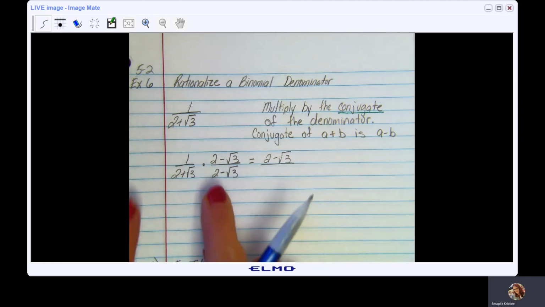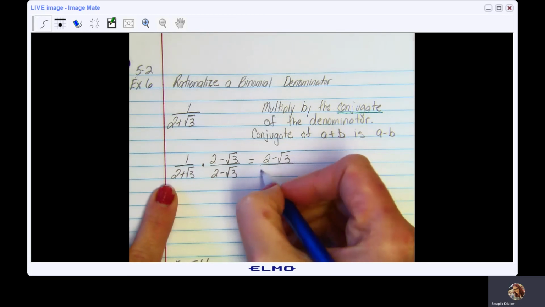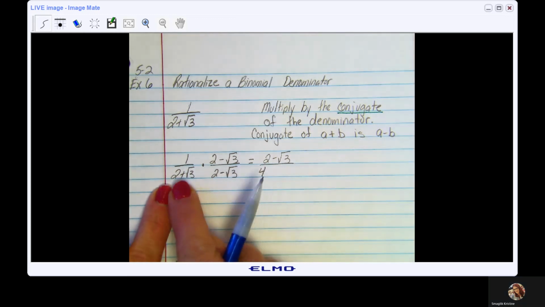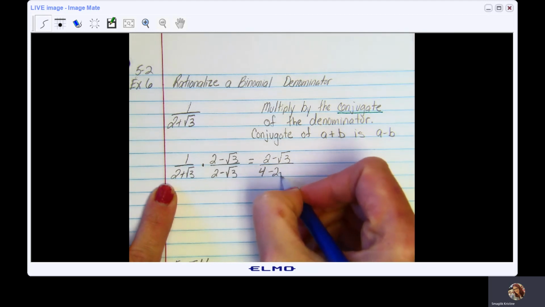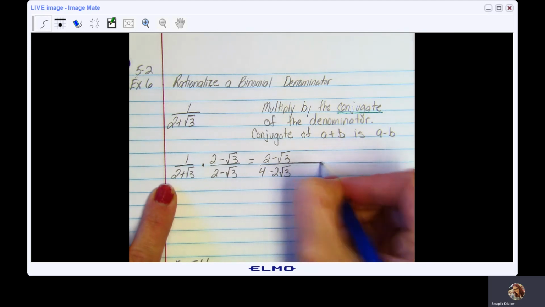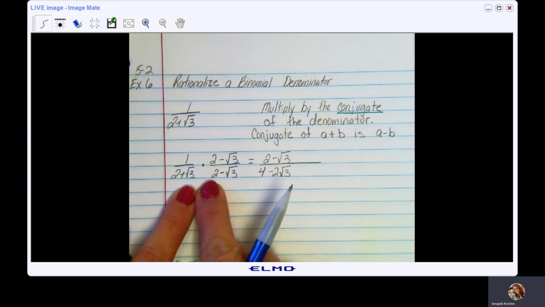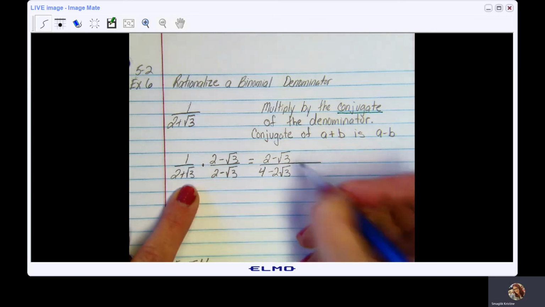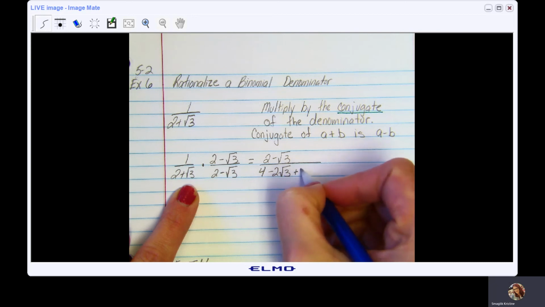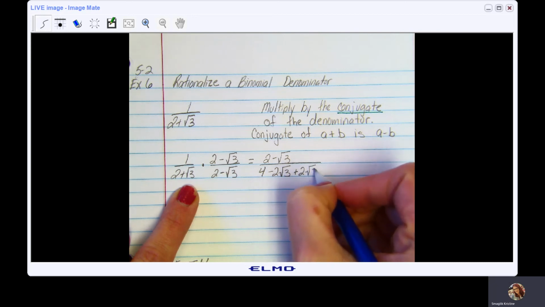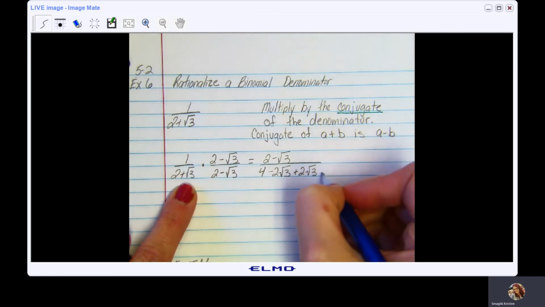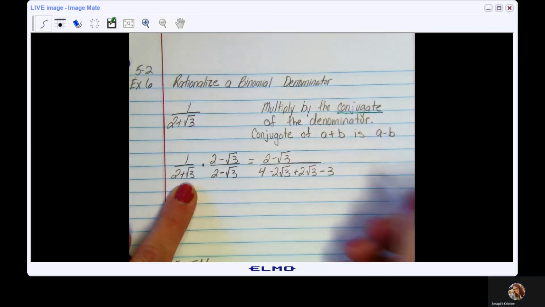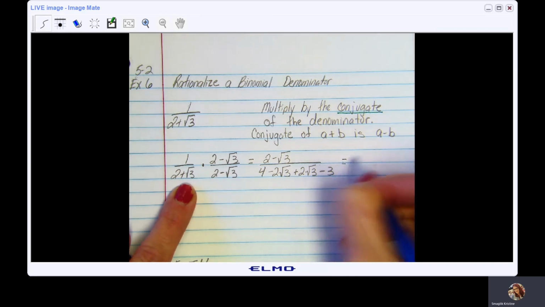Now in my denominator, 2 times 2 is 4. 2 times a negative square root of 3 is a negative 2 times the square root of 3. Square root of 3 times 2 is positive 2 times the square root of 3. And now positive square root of 3 times a negative square root of 3, well, that's just a negative 3. And now let's clean this up.